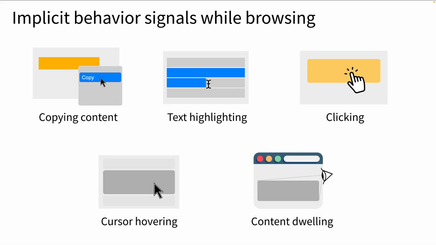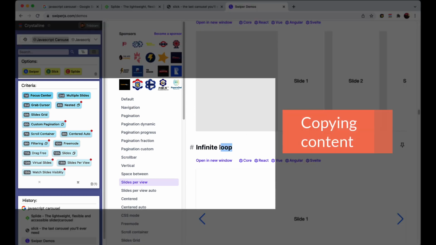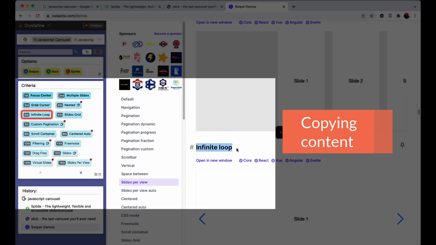To collect the evidence snippets associated with the options and criteria, as well as automatically prioritize them, Crystalline tracks 5 implicit signals from users' natural browsing behavior: copying content, text highlighting, clicking, cursor hovering, and content dwelling, and translates them into numerical scores that approximate the amount of attention a user has given to a specific block of web content. For example, intuitively, if a user highlights or even copies a particular piece of content out while reading, there's a good chance that it is considered more important than other content on the page.